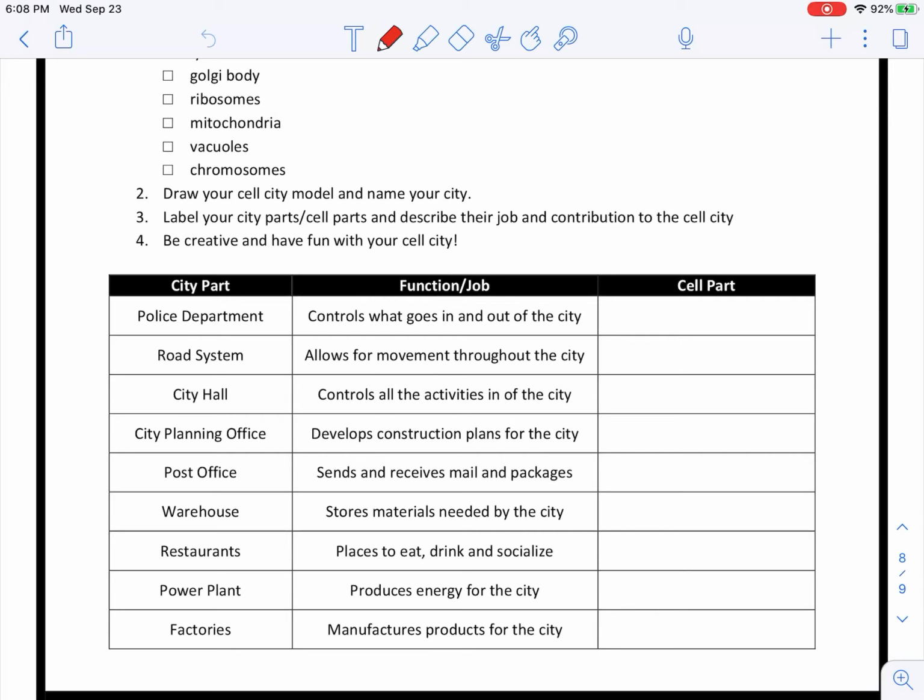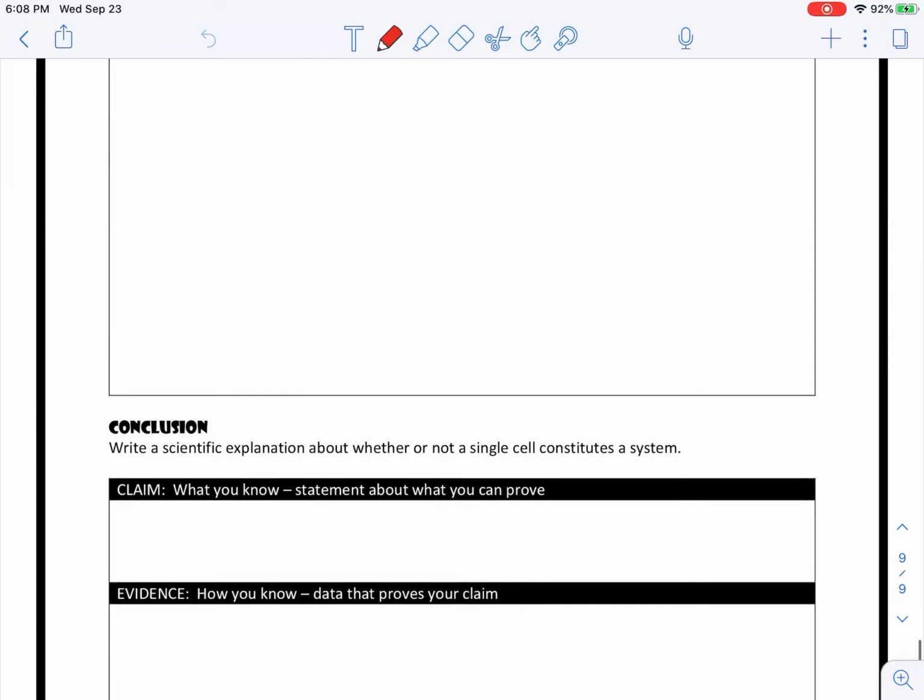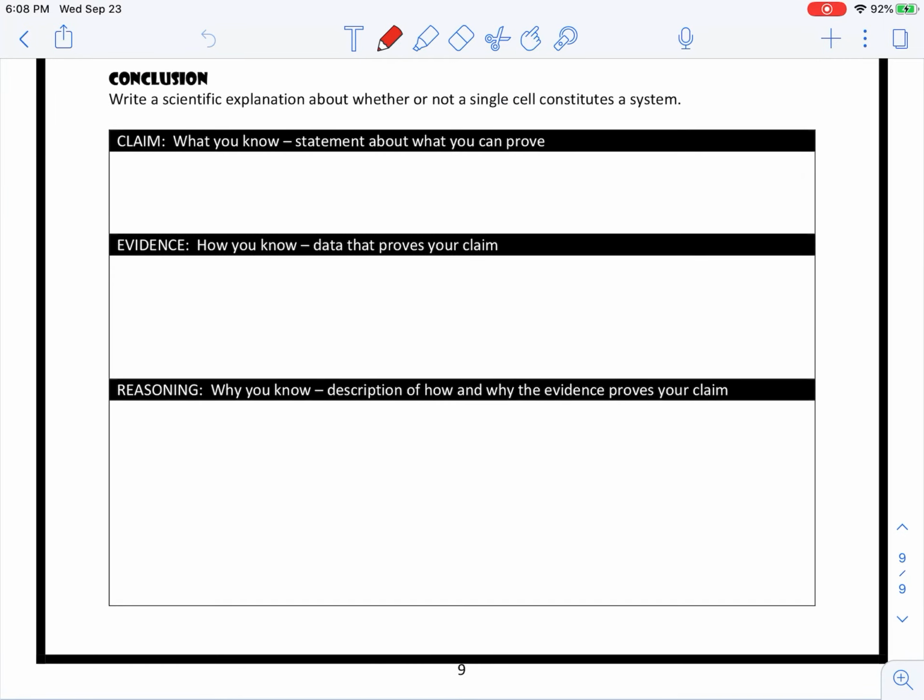And we saw that the cell parts each had their own function, just like city parts had their own function or their own job. But regardless, all of those parts work together to make a healthy cell or a healthy city. And that's what you learned in that activity. All right, so those are the main learning activities we did.